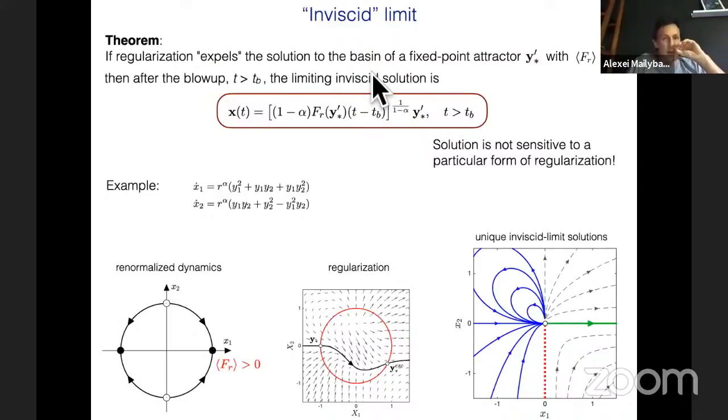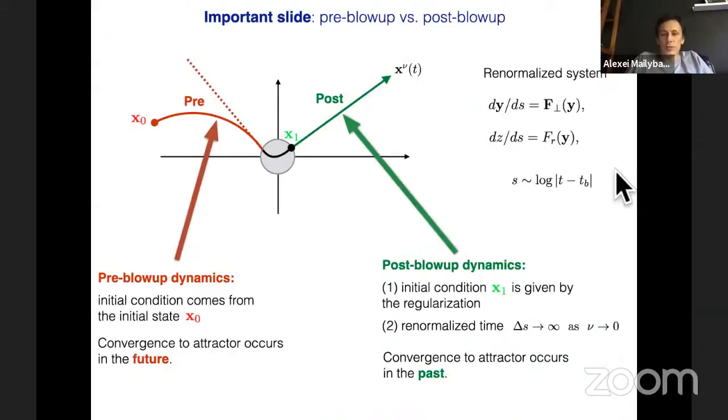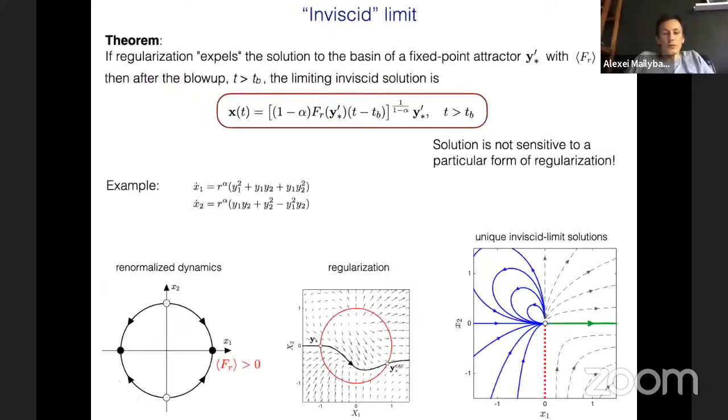I won't even go into the proof because they're normally quite technical. But the conclusions are much more transparent. So remember our system, the two-dimensional system that we had. It's a two-dimensional system, which means that if you draw the reduced equation, this equation for y, this will be a flow equation on a circle.